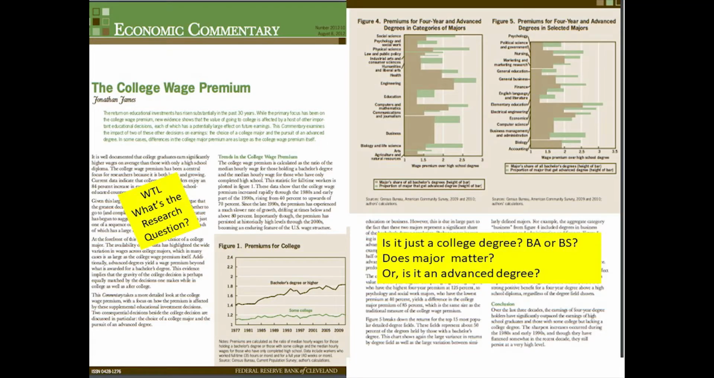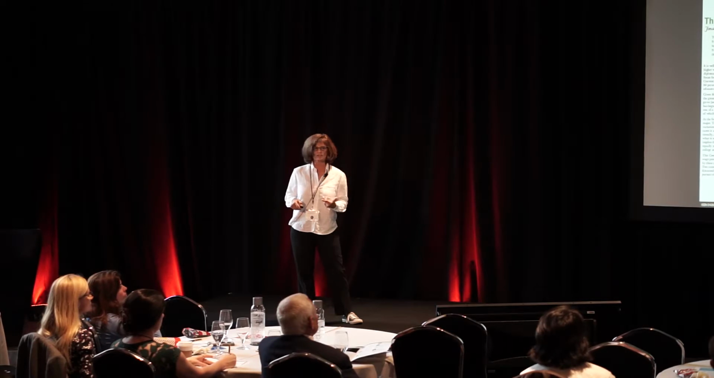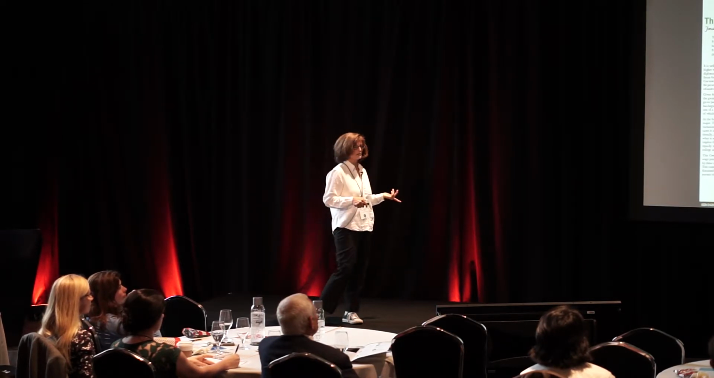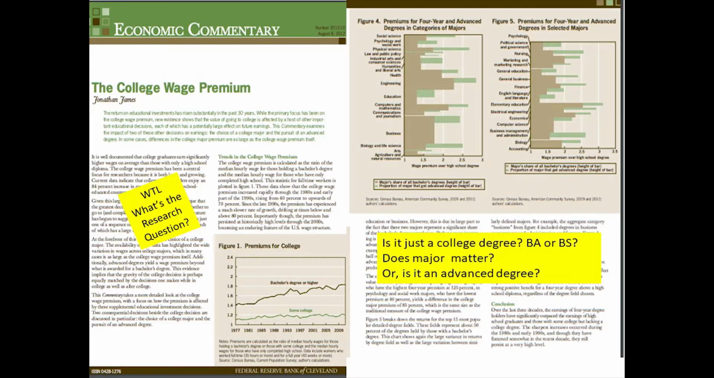So this is an article by Jonathan James on the college wage premium, where we can then say location might matter, your own individual attributes might matter, and a college degree might matter, but he basically makes the argument it's not just any college degree, but it's also your choice of major, and a more advanced degree might pay off as well. So here you get, hey, there's their writing to learn, that's what the WTL is.